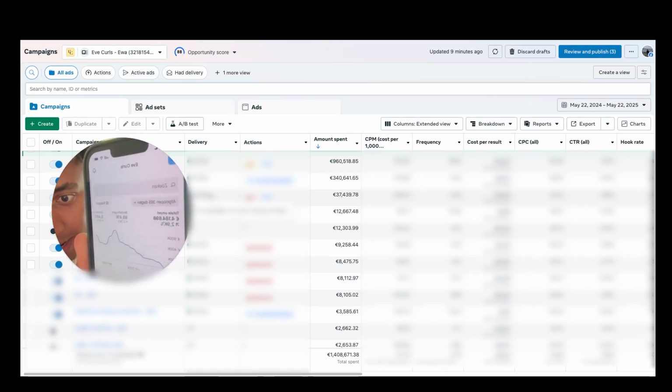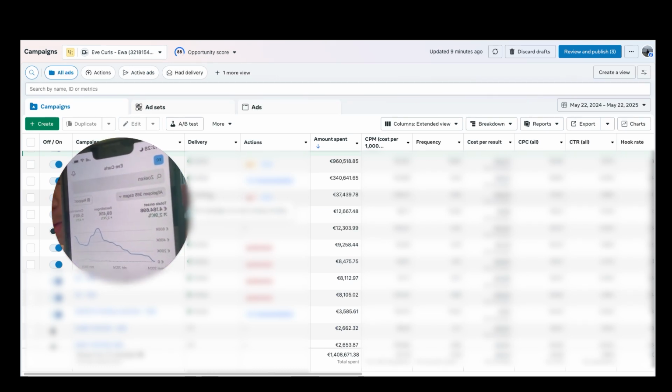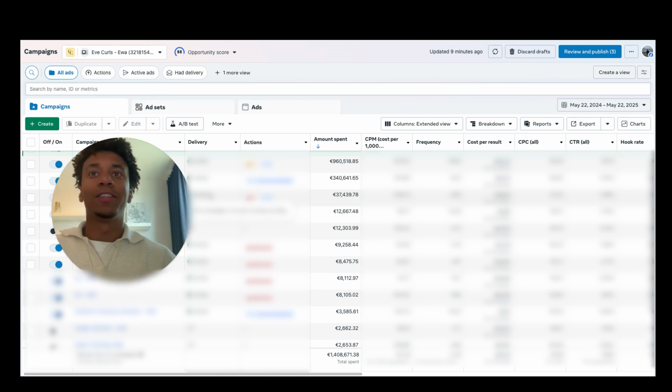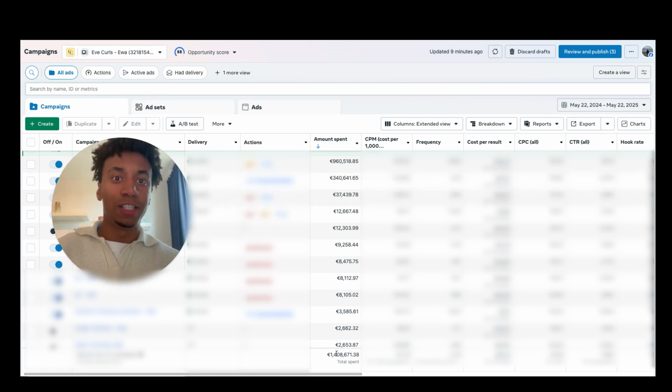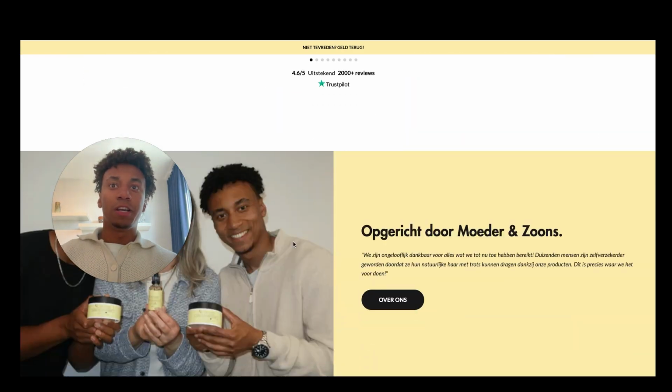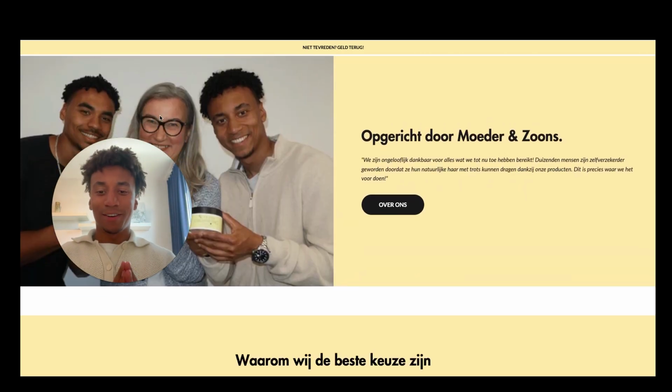As you can see here, we've done more than 4 million euros in the last 365 days with our brand Eve Curls. Here's our Meta dashboard. You can see I've spent more than 1.4 million euros in the last 12 months. And this is all done with our brand Eve Curls. This is the website. Here you can see a picture of me, literally, and of my mother and my brother, like we've started this brand together.